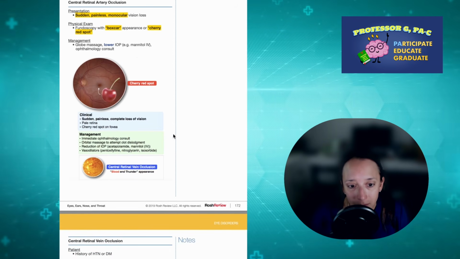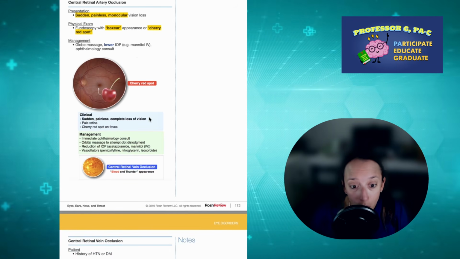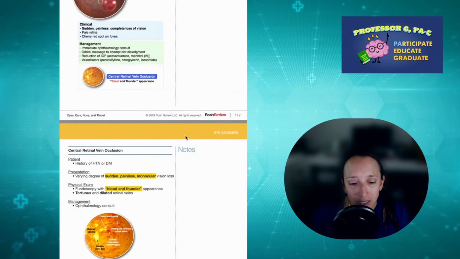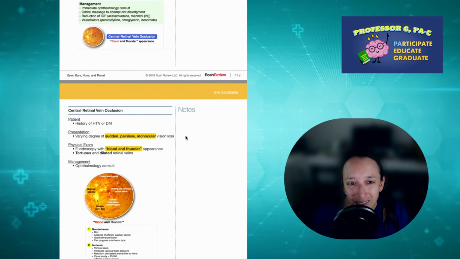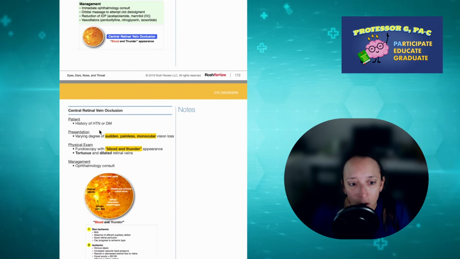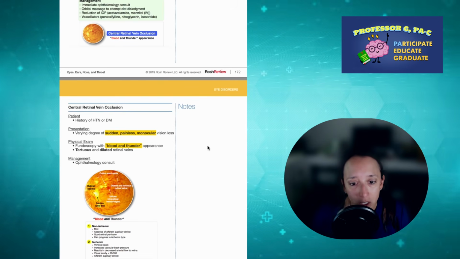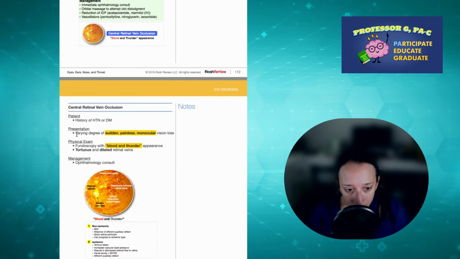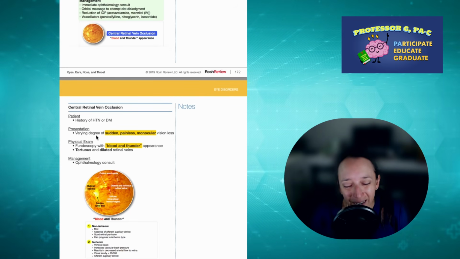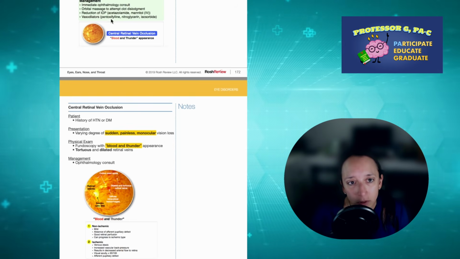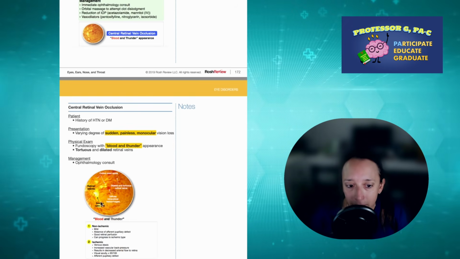In contrast, if you think of this as kind of an eye stroke, you can think of CRVO as kind of an eye DVT. So it presents kind of similarly, usually a little less sudden, and they'll often have a history of hypertension, diabetes, or a coagulation disorder. Presentation might have different degrees of sudden painless monocular vision loss, but the major difference between the two is going to be what we see in the back of the eye.